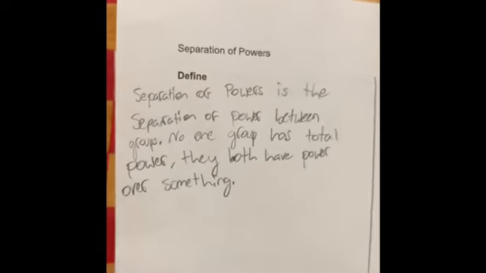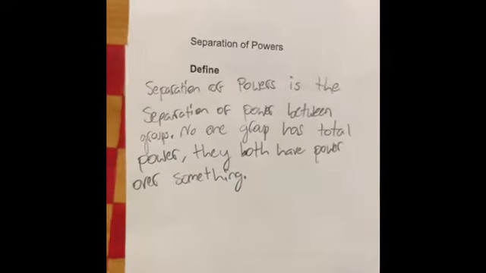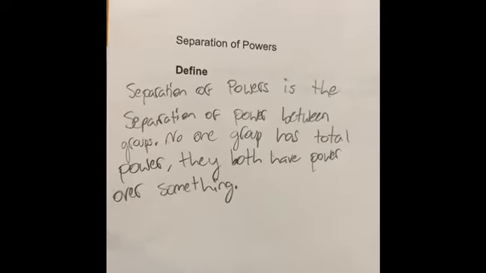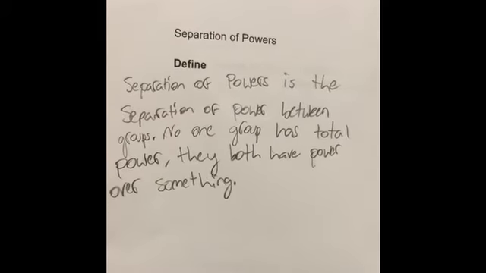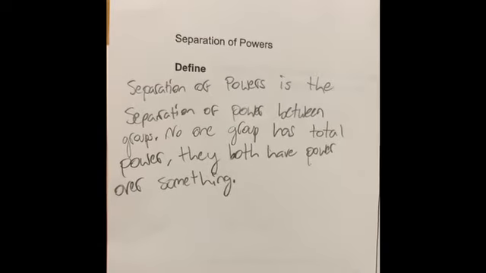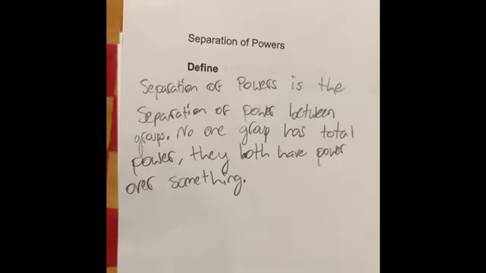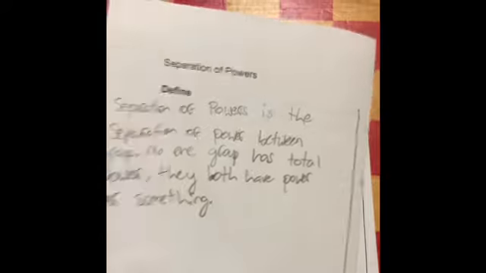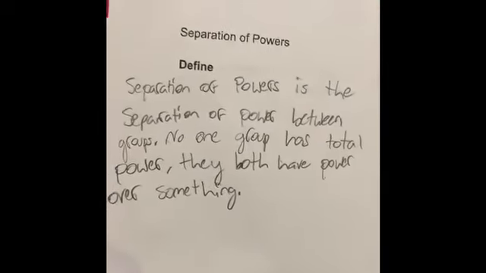All right, our next definition is separation of powers. It goes with checks and balances, usually when we're talking about limited government in our country. Separation of powers, there were two definitions here that I thought hit on some good stuff. Separation of powers, it says here, is the separation between groups. No one group has total power. They both have power over something. The key thing here with separation of powers is every part of our government has control over something, but not control over everything. That way they all have a different job, but nobody can control everything.